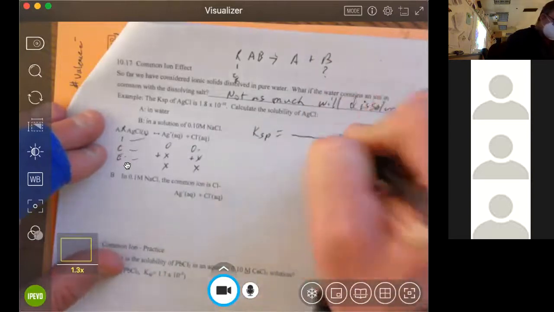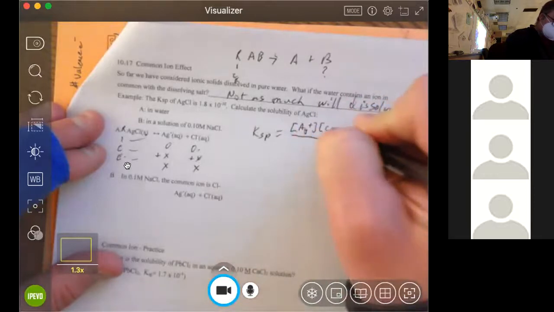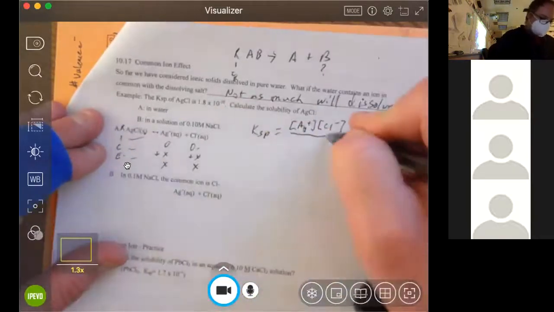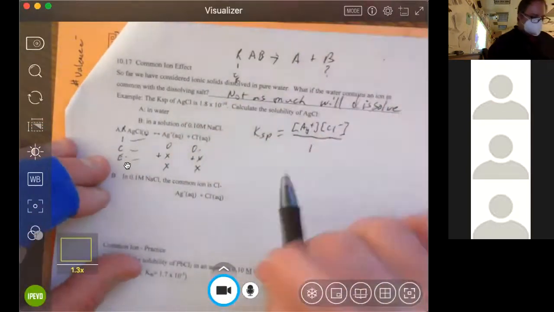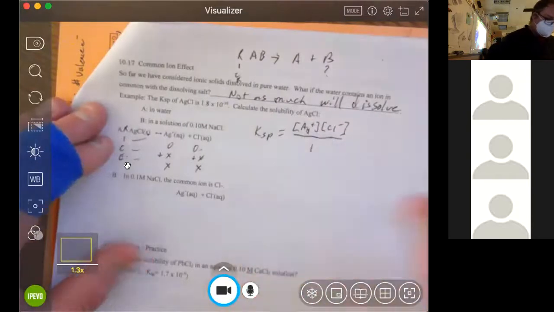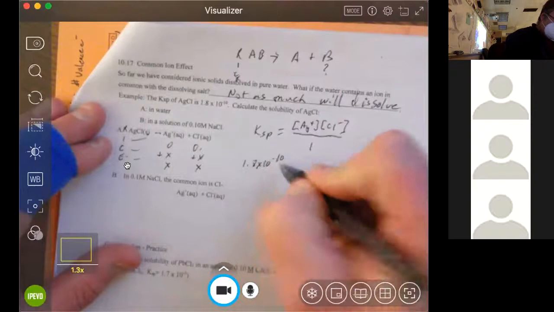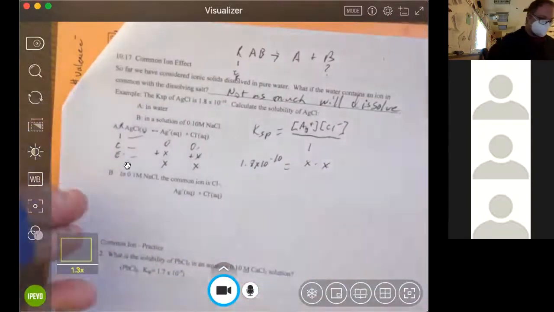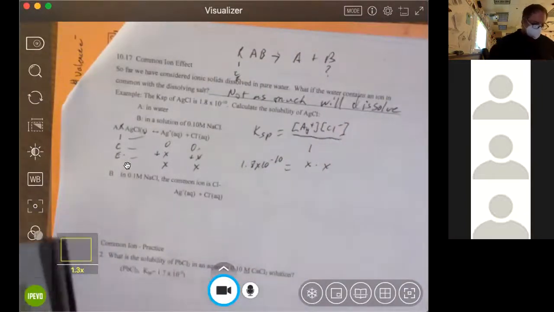So the Ksp again is the Ag, Cl, and what's going on the bottom of this? Just one, good. So now all we're going to do is put x and x there. So 1.8 times 10 to the negative 10th equals x times x, which is the same as x squared. So we'll take the square root.